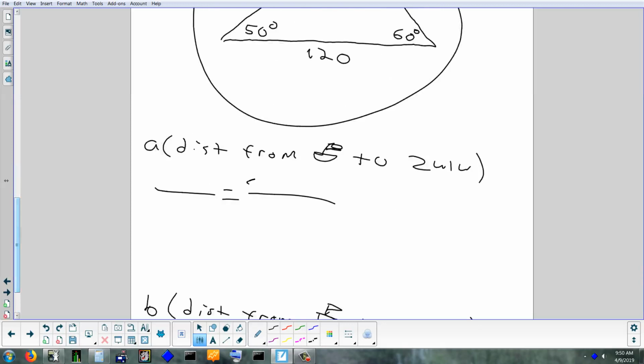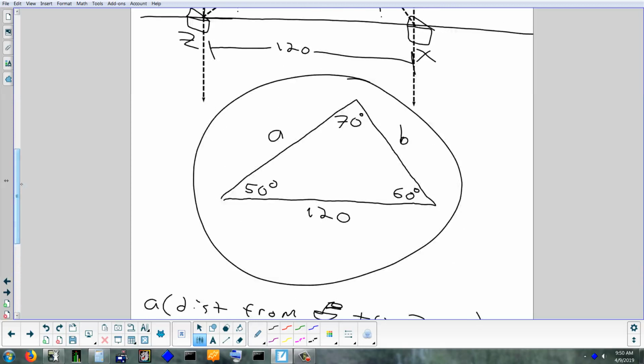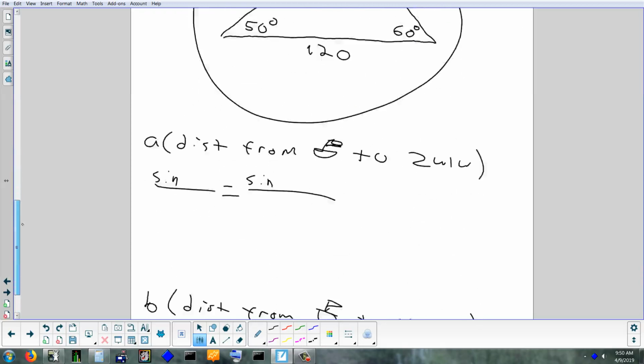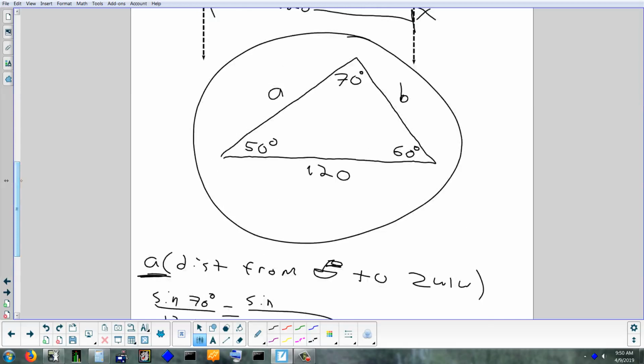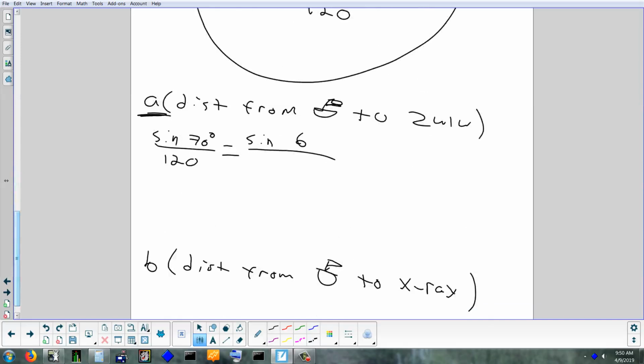When I set up law of sines, what could I put on the left side? Yeah. Sine 70 over 120. There's your full row. Now you want to find A. What angle do you have to use to get A? 60. Sine 60 over A.